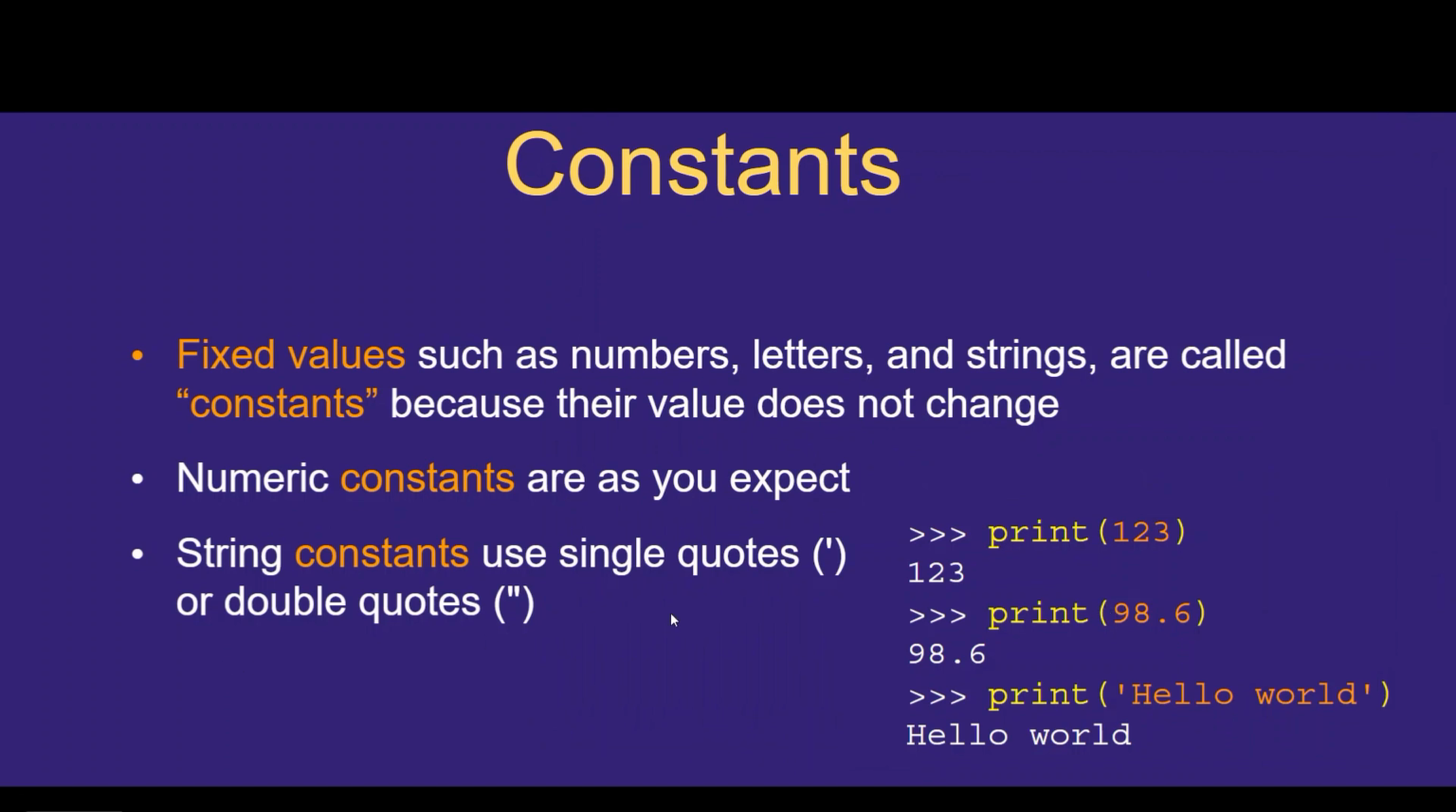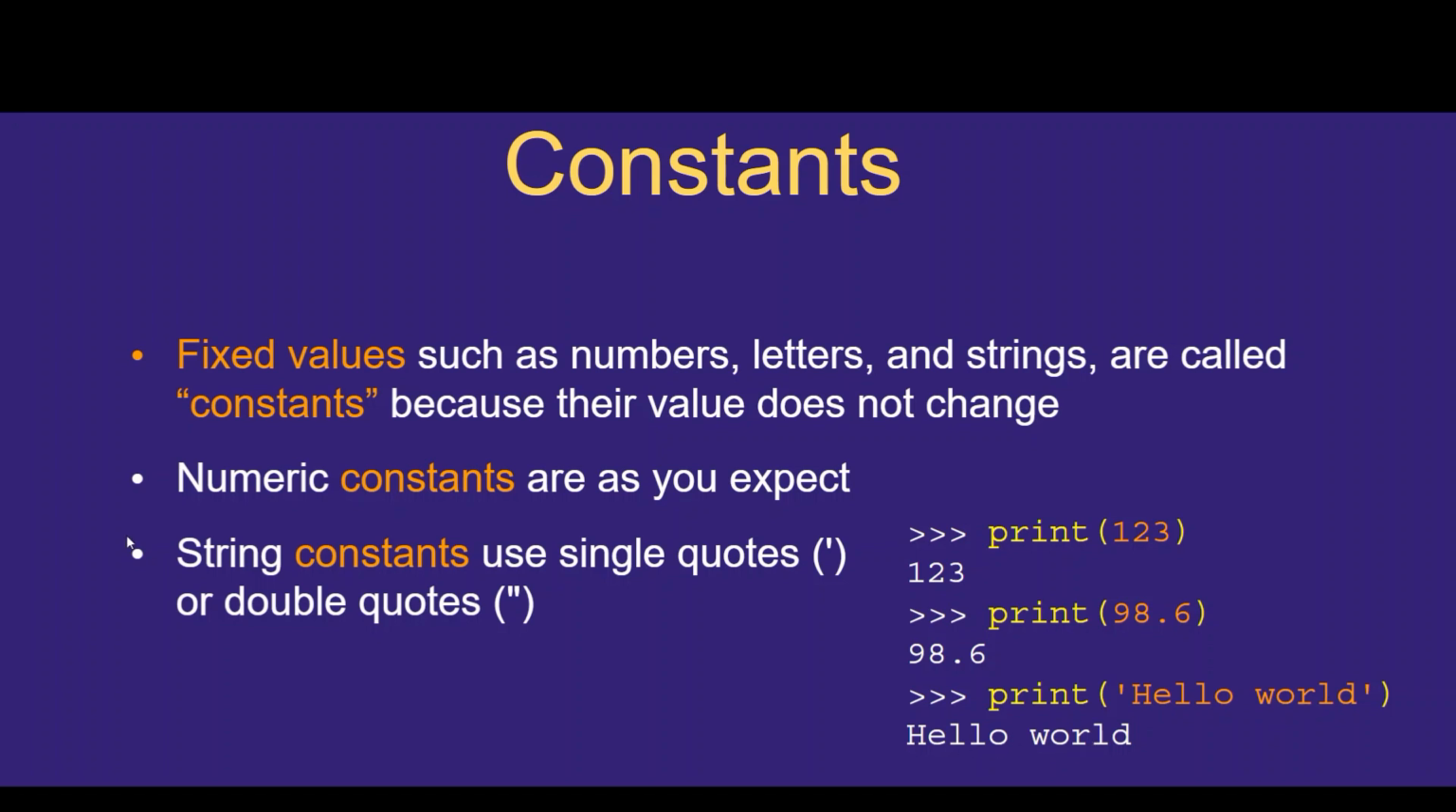Now for example, you can see we say print 1, 2, 3. So it's printing numbers, 1, 2, 3. Now look at this. Print 98.6. It's printing a number. Now look at this one. Print hello world. Can you see that this is a string?